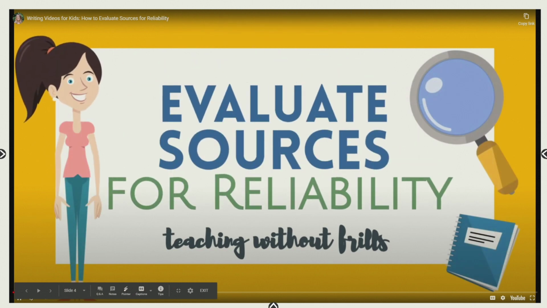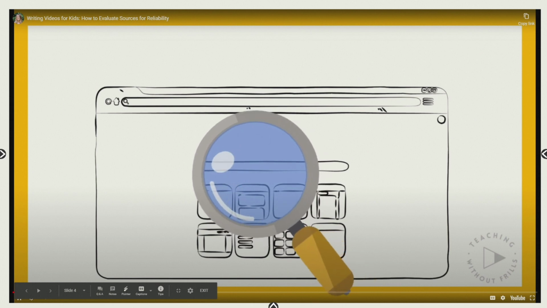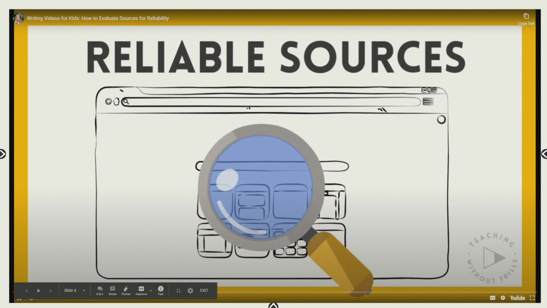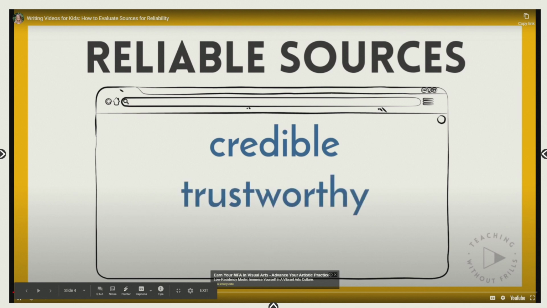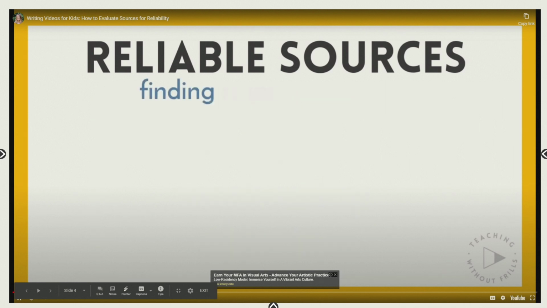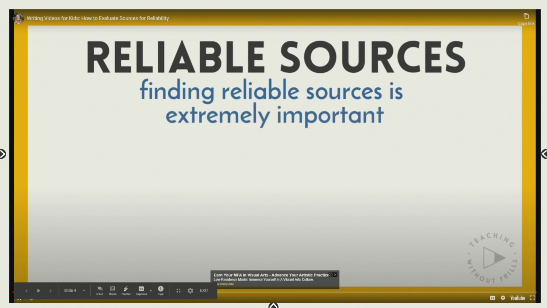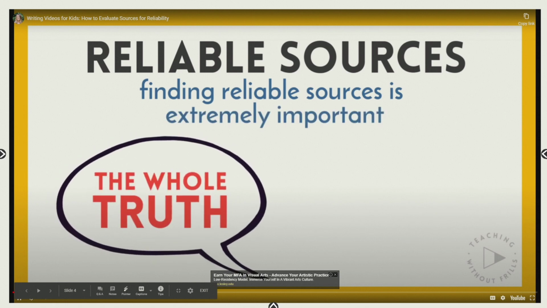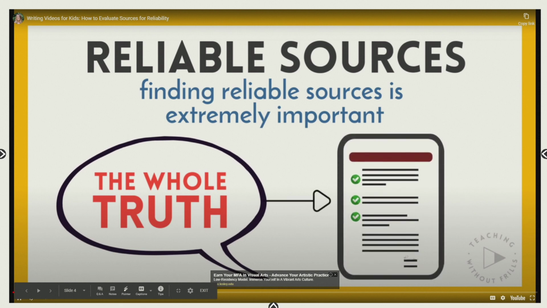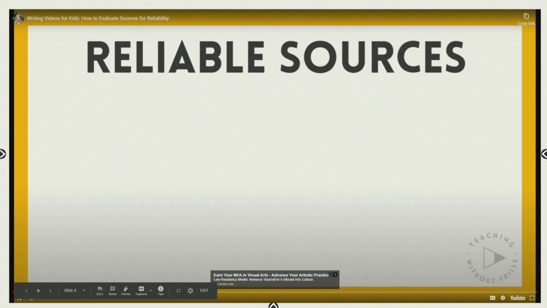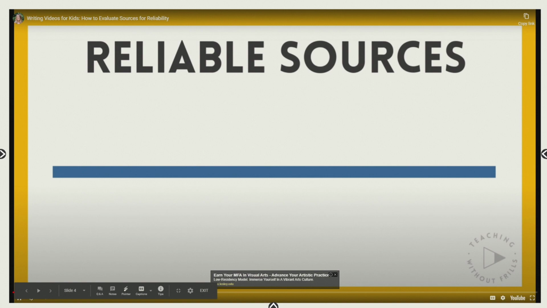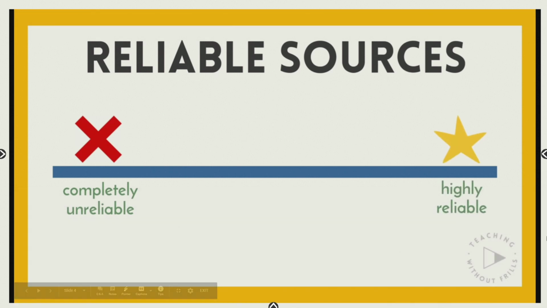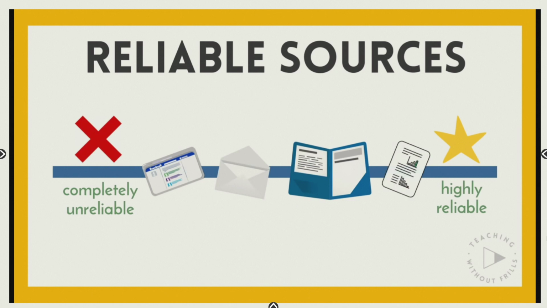Evaluate sources for reliability. When you research a topic, it's important to use reliable sources. Reliable means credible, trustworthy, and objective. Finding reliable sources is extremely important to ensure that we understand the whole truth about the topic we're researching. Only then can we provide the most accurate information to our audience. It can be difficult to determine the reliability of a source because sources can fall within a range of reliability. Some sources are completely unreliable, and others are highly reliable, but there are many sources that fall somewhere in between.